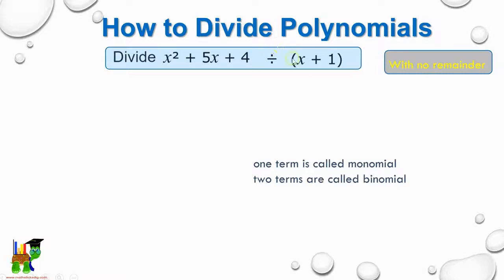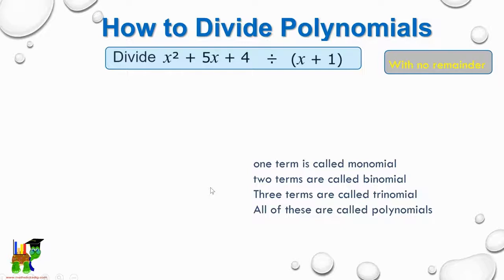If you have two terms like x plus 1, it's called a binomial. And if you have three terms like x squared plus 5x plus 4, which are combined by a plus or a minus, it is called a trinomial. All of these, monomial, binomial, trinomial, are called polynomials. Now, we're going to continue with division of polynomials.